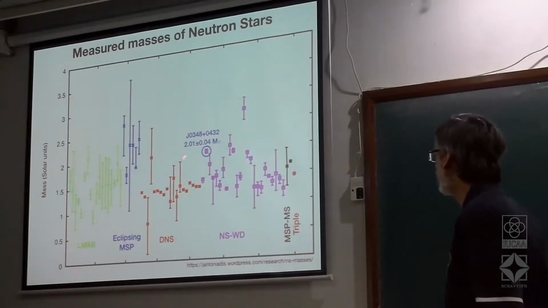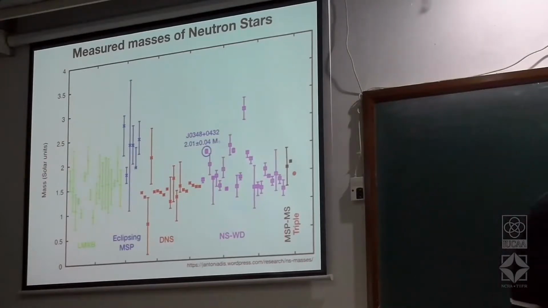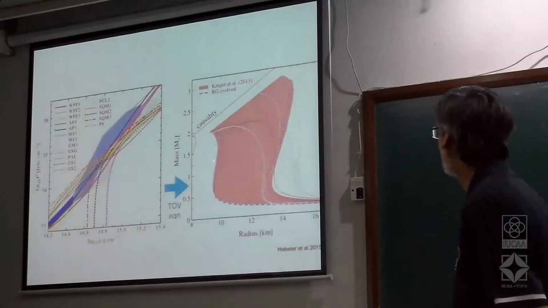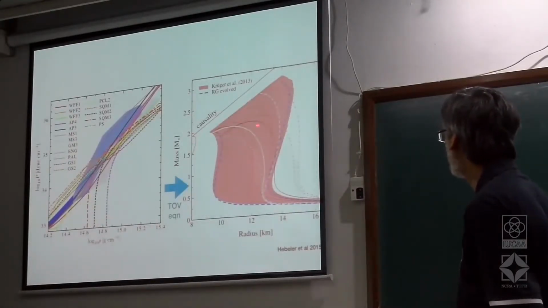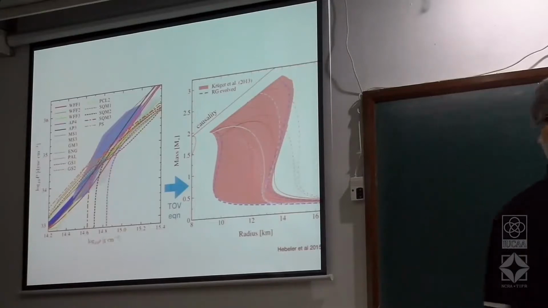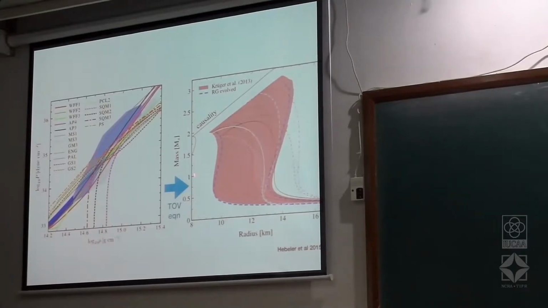So the minimum value of the maximum mass of the neutron star has to be above 2 solar mass. If your equation of state did not produce at least a 2 solar mass neutron star, then that will be ruled out. Now, many such equations of state did exist. They have all been excluded from this diagram because of this constraint.